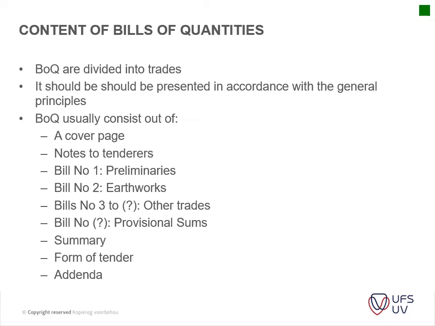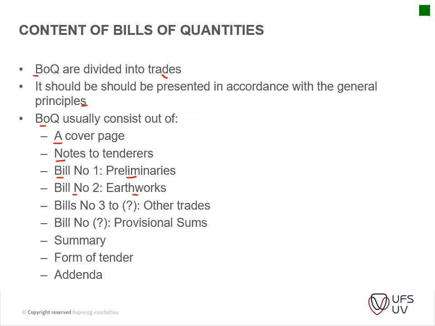So your bills of quantities are divided into trades. Okay, the trades I've spoken about already. It should be presented in accordance with the general principles. We're going to look at the layout just now. It's much easier if you just see it instead of me talking about it. So your bills of quantities usually consist of your cover page, your notes to tenderers. Then you've got your bill 1, which in most cases is your preliminaries. Bill 2 is your earthworks.